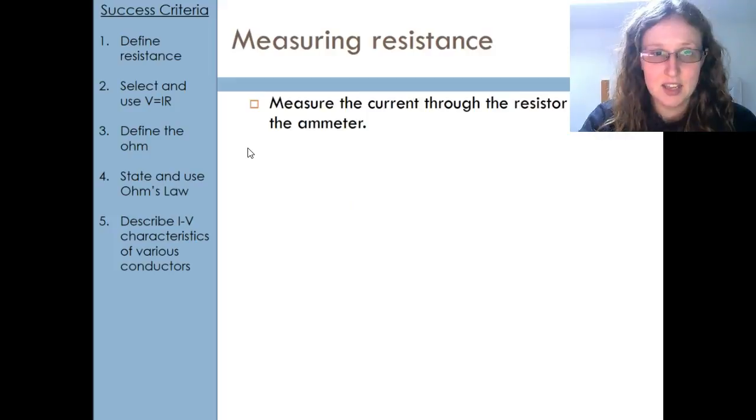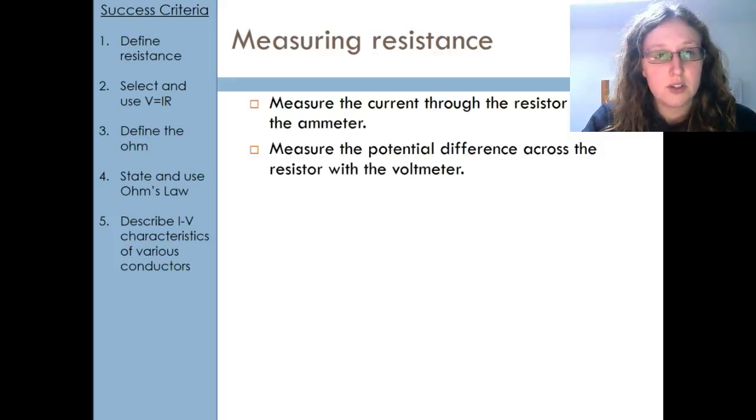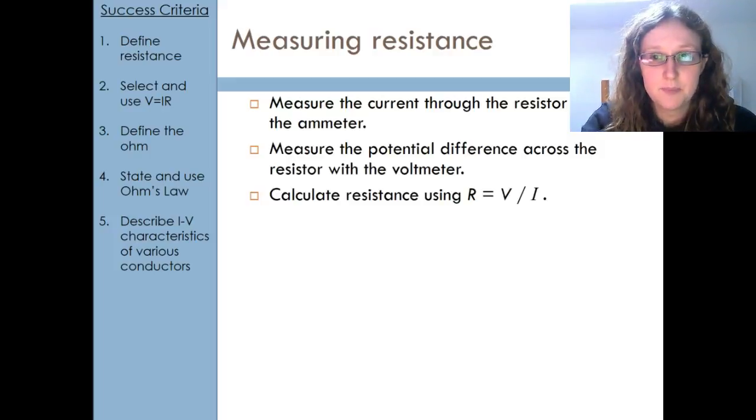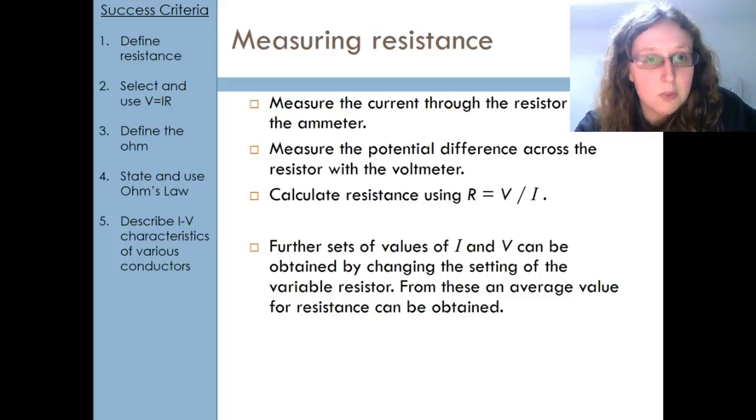Instead of having the variable resistor, I could have a variable power supply instead, and that would work equally well. The method I'd say is: measure the current through the resistor using the ammeter, measure the potential difference across the resistor using the voltmeter, calculate the resistance using R equals V over I. But rather than just calculating the resistance once, it would be better to take further sets of values of I and V by changing the setting on the variable resistor.